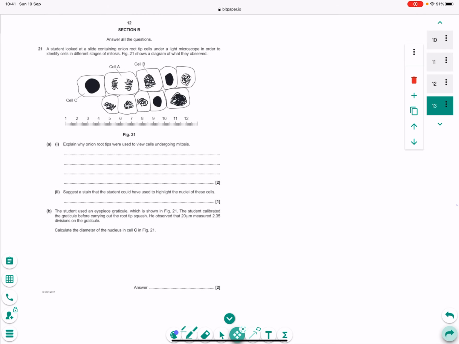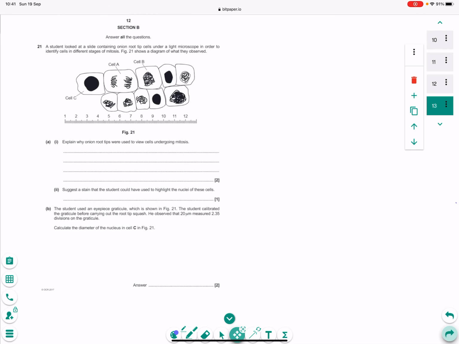So first question 21. A student looked at a slide containing onion root tip cells under a light microscope in order to identify cells in different stages of mitosis, which they show there. And then they got some kind of measuring bar down here at the bottom. Explain why onion root tips were used to view cells undergoing mitosis.